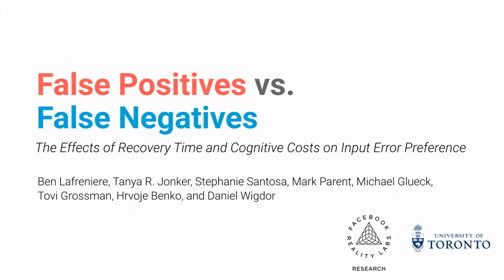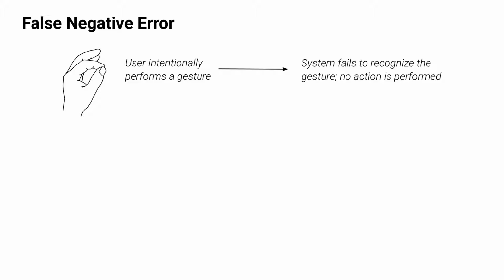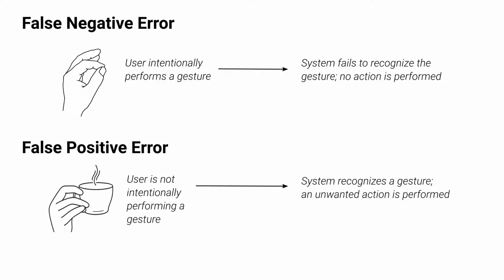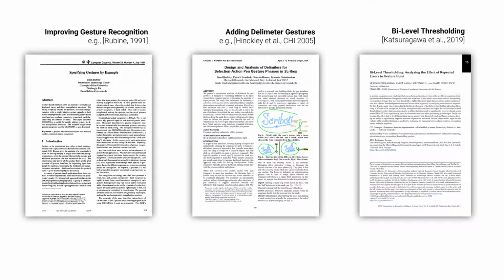Input recognizers can make two types of errors when trying to distinguish input actions. False negatives, where the system fails to recognize an input action that the user has intentionally performed, and false positives, where the system recognizes an input action when the user has not intentionally performed one.